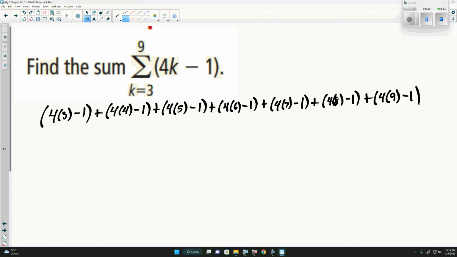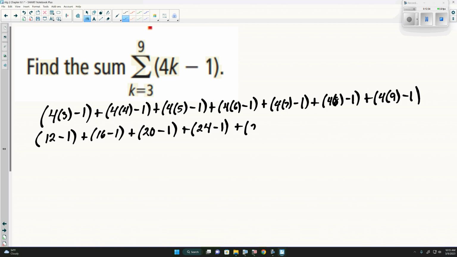And then we can work this out here. 4 times 3 is 12. 4 times 4 is 16. 4 times 5 is 20. 4 times 6 is 24. 4 times 7 is 28. 4 times 8 is 32. And 4 times 9 is 36.